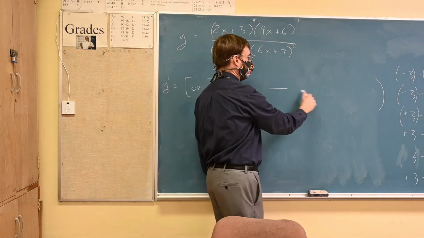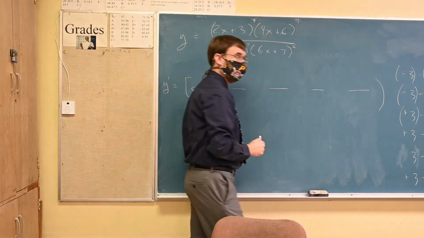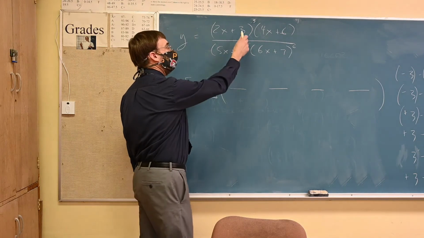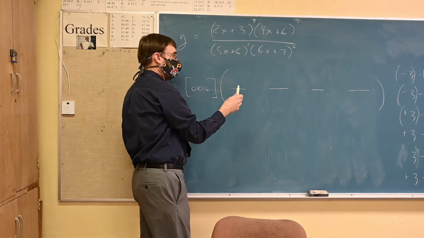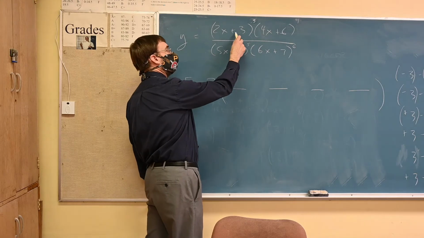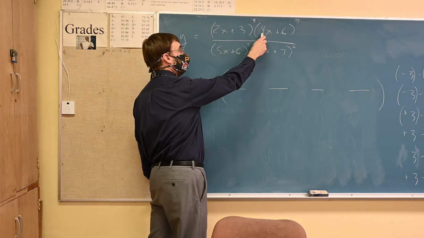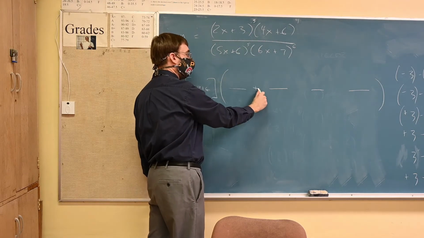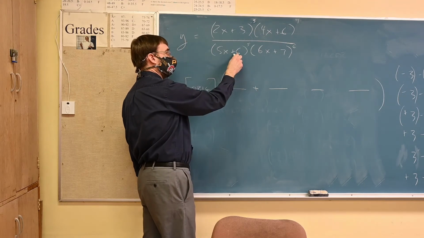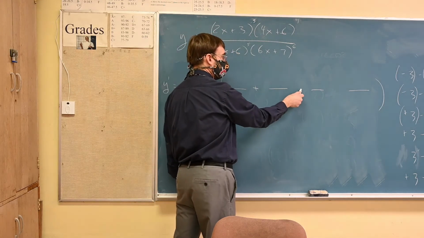1, 2, 3, 4, fraction, fraction, fraction, fraction. Then do everything from the first fraction's point of view. From the first fraction's point of view, these are multiplying, so I'm going to add. This is dividing, so I'm going to subtract.